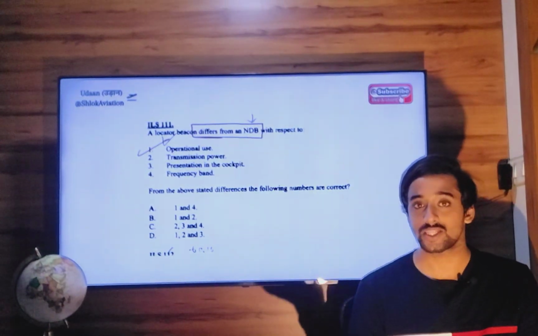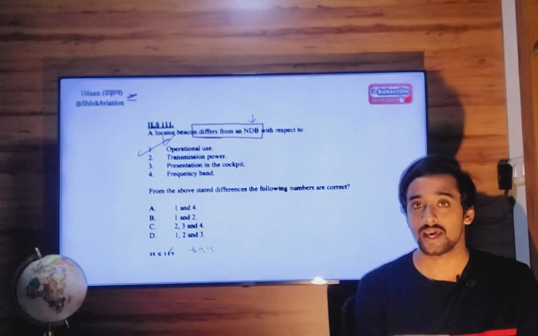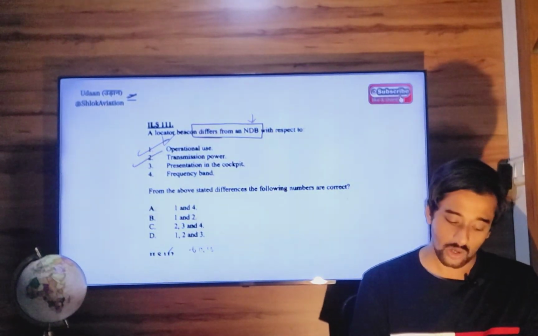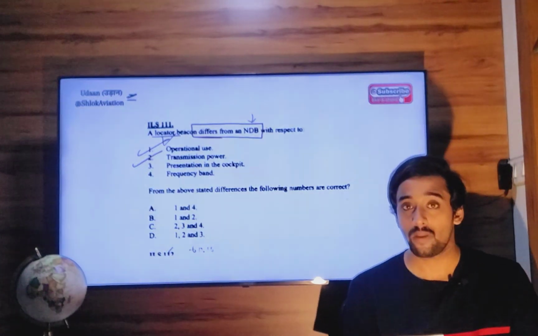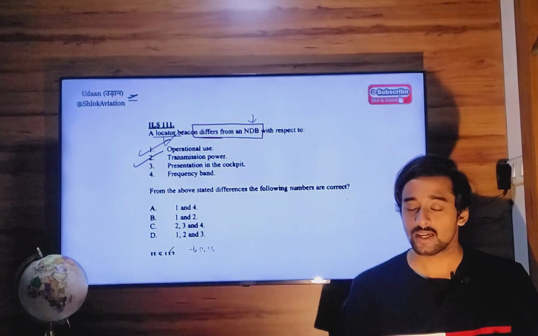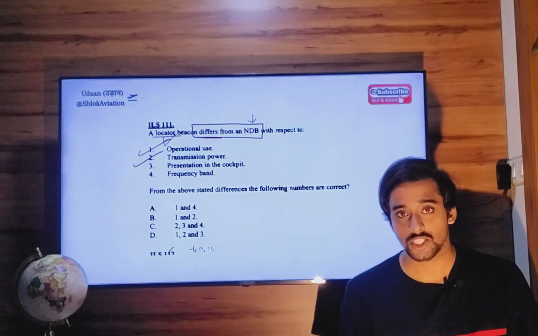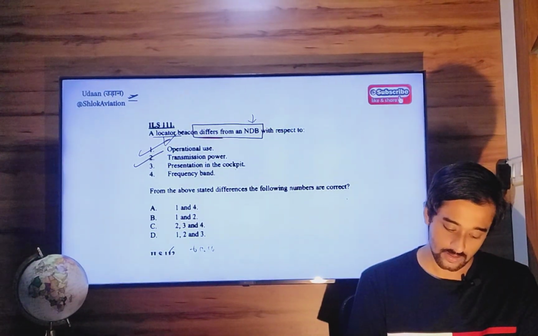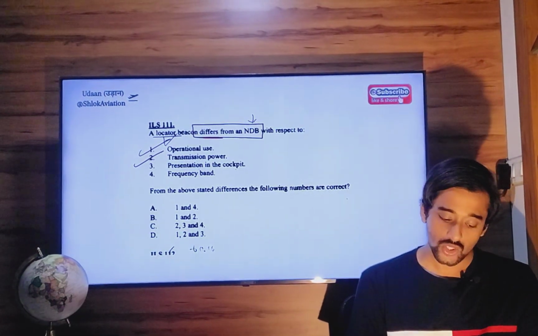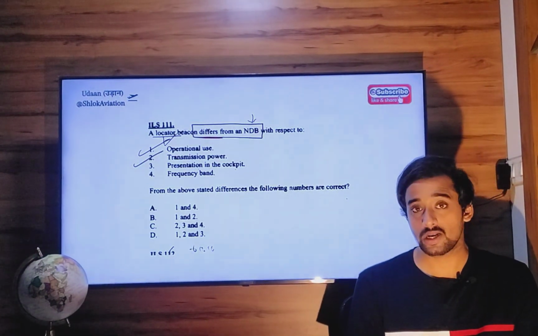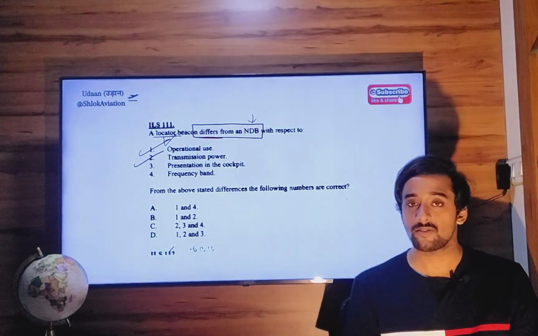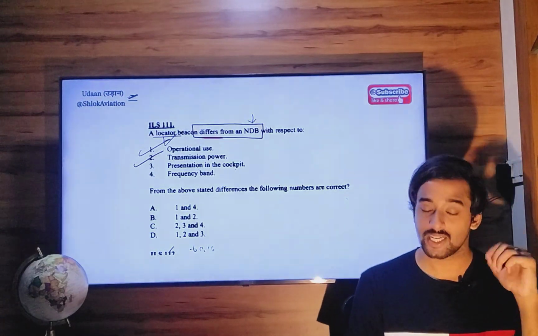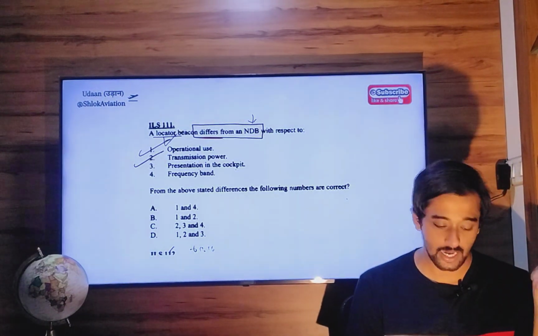One is used for cross-country navigation, another will be used as an approach aid. Second is transmission power. A locator is a low powered NDB station, whereas a cross-country navigation NDB station is high powered. Now, presentation in the cockpit is more or less similar. Your NDB station will use an RBI or RMI indicator, whereas a locator will use CDI equipment, the course deviation indicator.